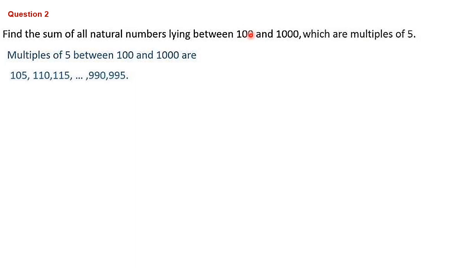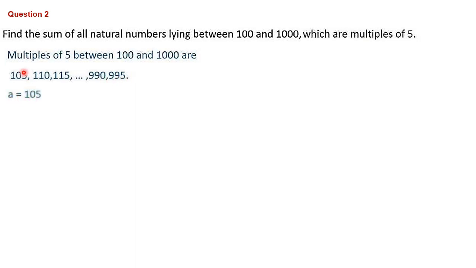100 is divisible by 5. Next number which is divisible by 5 is 105. Then 110, 115, just adding 5 and going. And finally 1000 is the last number. Between these two numbers only we have to calculate. Means 1000 we cannot take. Just before 1000, that is 995. That is the last term.